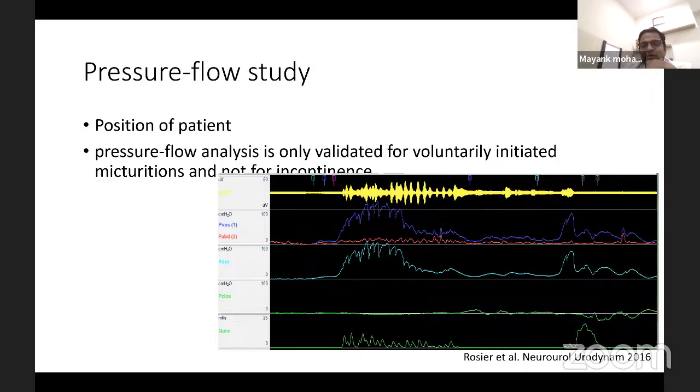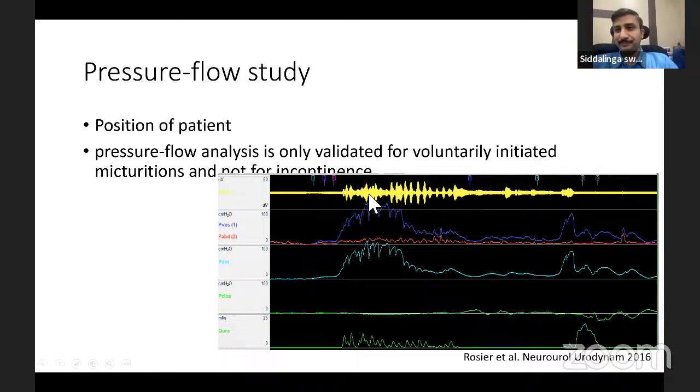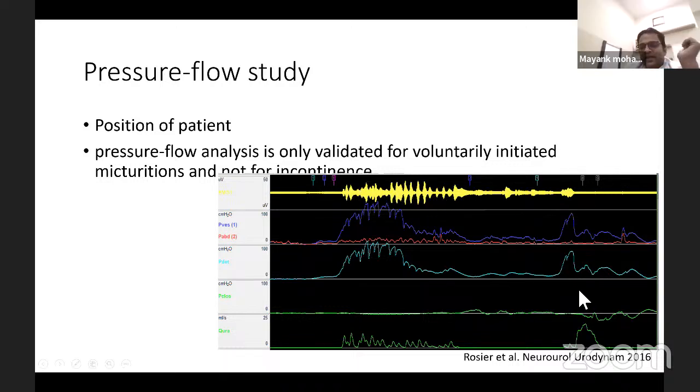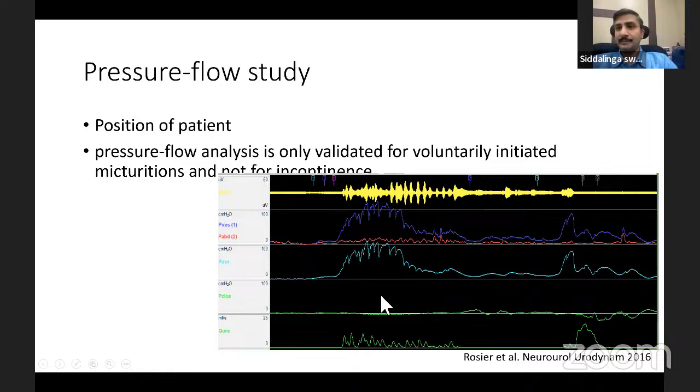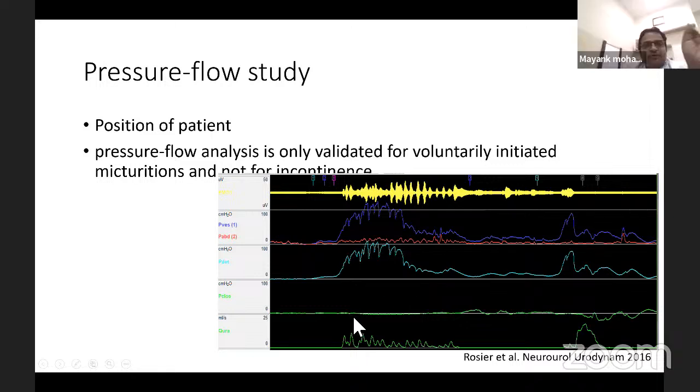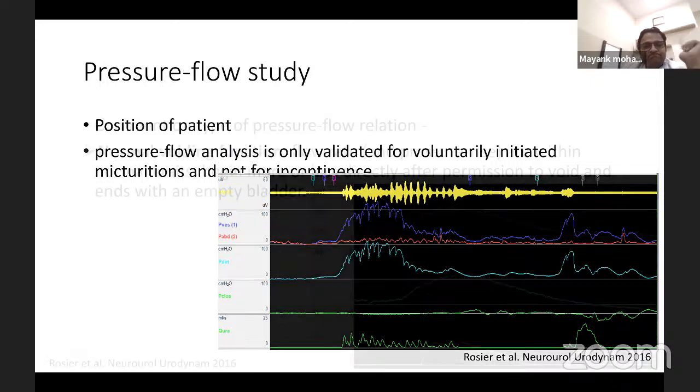Now, this was the voluntary void of this patient. Can you see that? In the EMG, the initial part is showing urge inhibition. In the second part, he has actually voided with such a high flow and very low pressure, and with a relaxed sphincter. So, pressure flow analysis is valid only for voluntary initiated micturition.